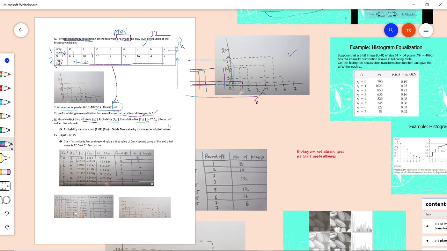If it is 32, then you multiply with 32 and the cumulative value. The next column is the rounded-off value, and next is the number of pixels, and P of M. What is this P of M? How do we calculate it? It is the probability mass function P of M. We calculate it by dividing the pixel value by the total number of pixel values. So the first pixel value is 8, and we divide it by the total number of pixel values, 64 in this case. So 8 by 64 is 0.125.